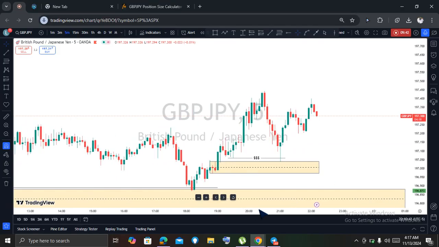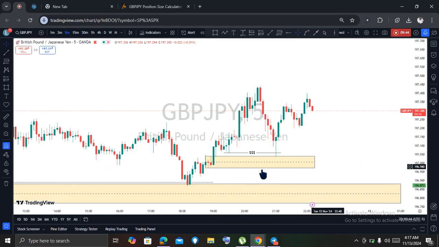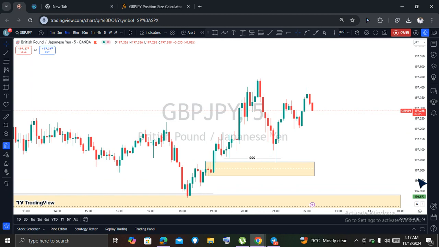Around this area, you can see this is what actually happened. This one served as an inducement for this trade, right? And it tapped into this other block for the buy.